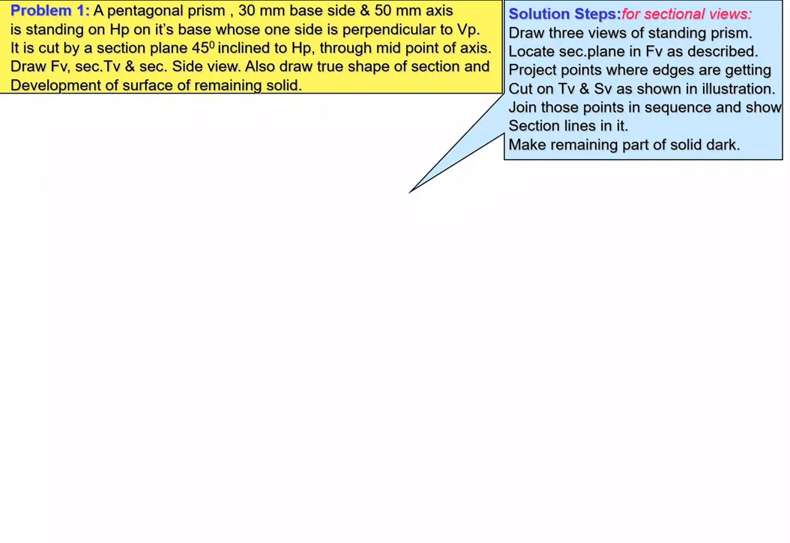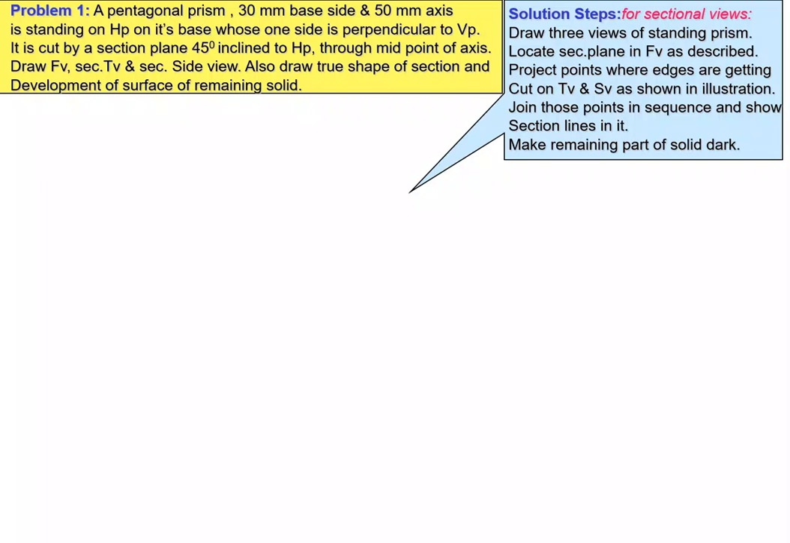So further, we'll be discussing the problems of development of lateral surface. We'll take the first problem. A pentagonal prism of 30 mm base sides and 50 mm axis is standing on HP on its base, whose one side is perpendicular to VP. It is cut by a section plane at 45° to HP through the midpoint of the axis.